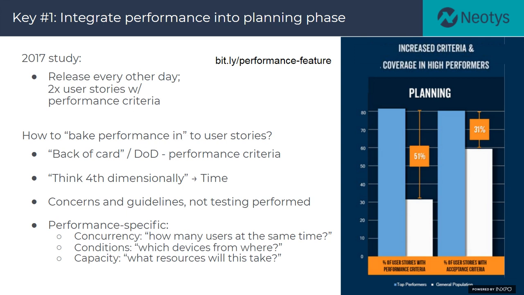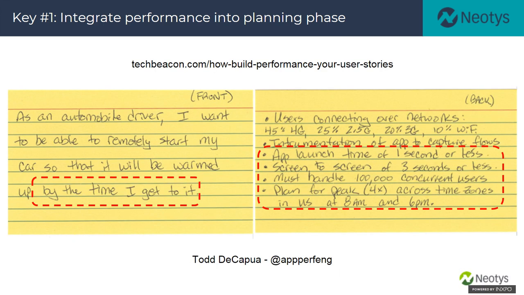And then the last thing is, from a concurrency perspective, is one way. Also from the conditions, right? You might want to think about, well, where does this come from? And I've got a really great example of these things right here. So this is an example that comes from an article on Tech Beacon from Todd DeCapua. And he has this example.